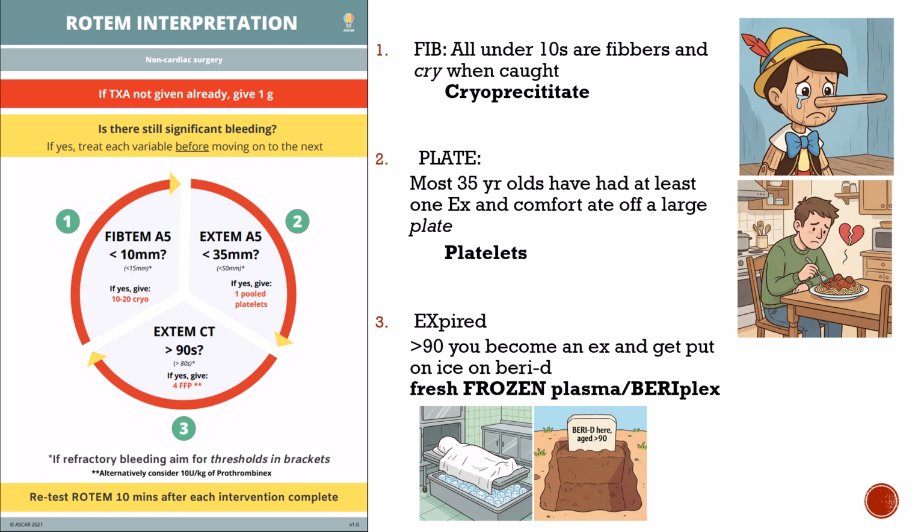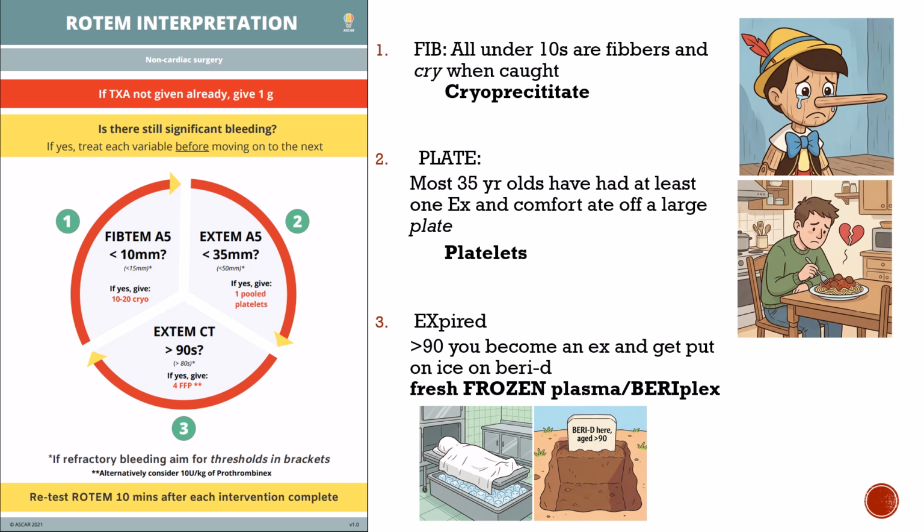Step 2, XTEM A5 under 35. Most 35-year-olds will have at least one X by that point in their life, and at that stage they may have had some comfort eating off a large plate. So XTEM A5 under 35, give platelets.